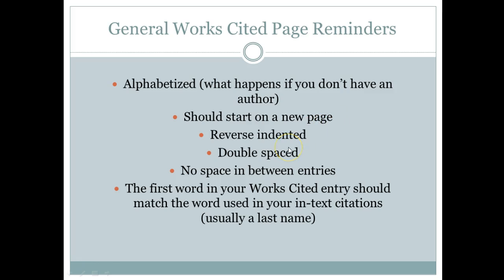As we're doing that, we always reverse indent. That means the first line is on the left, and then the second, third, fourth lines are going to be indented a little bit. We double space the entries, but we don't leave any extra space between them. And then to check them, the first word in your works cited entry should always match the word used in your parenthetical citations. Usually it's the last name. So you can check what I put in parentheses is the same as the first thing on the left-hand side of my works cited entry.